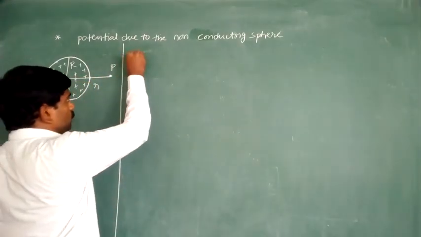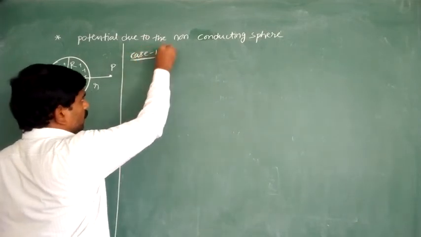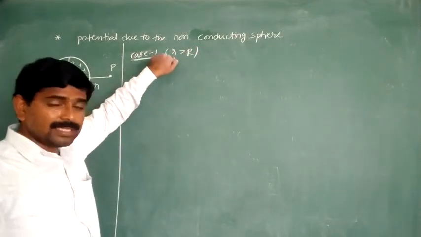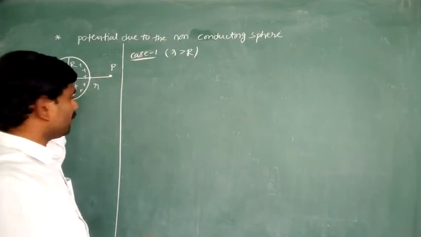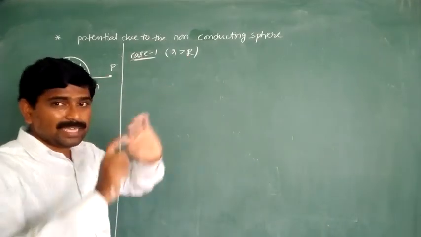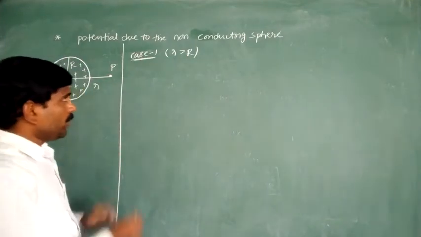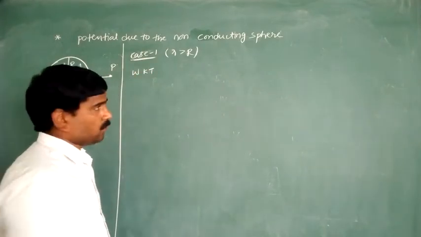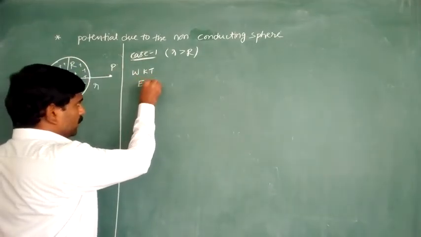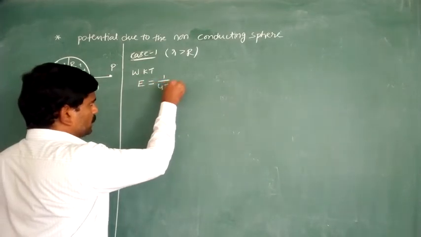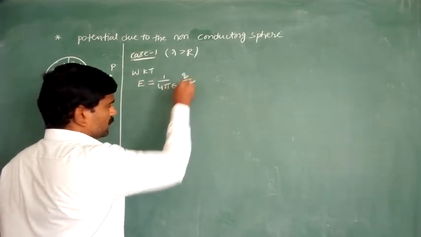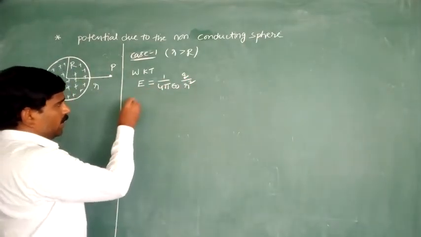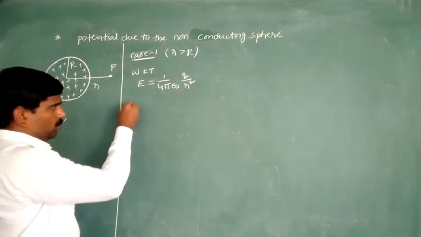So first one, case 1. Here small r is more than capital R. Small r means this is the distance from the center of the sphere. Capital R is the radius of the sphere. We know that in electric charges and fields topic we learned electric field intensity E is equal to 1 by 4 pi epsilon naught into Q by R square. Same expression as the previous one. So here, potential at the outside point is equal to how much?